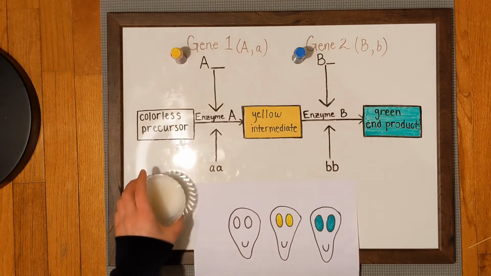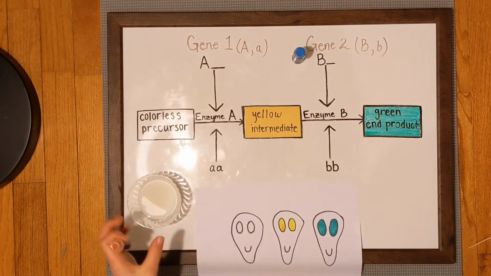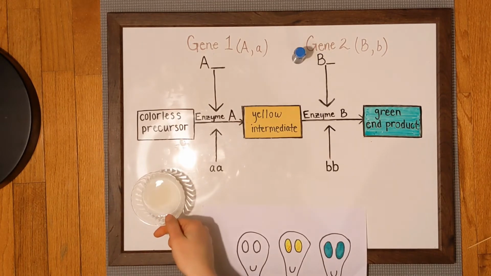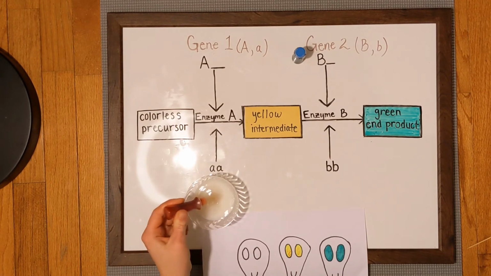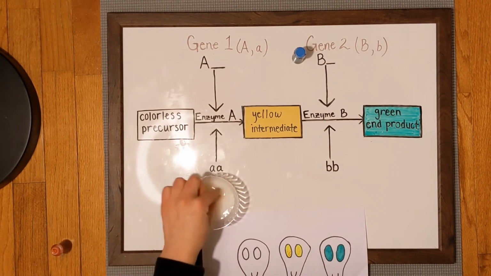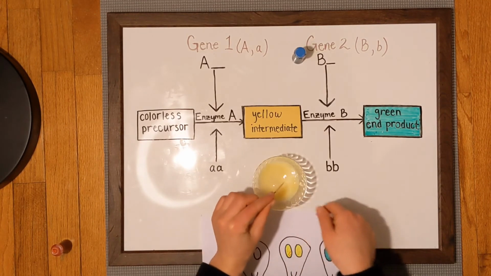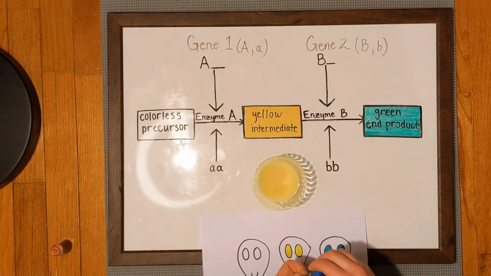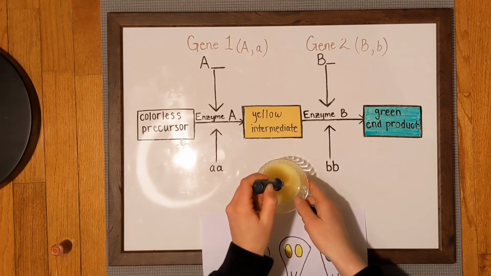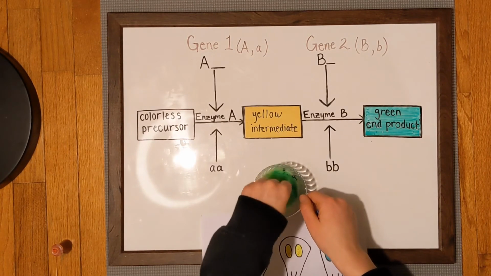This can be shown with a glass of milk and some food coloring. If we have enzyme A, we start with our colorless precursor, and we can move it down because we have a big A in our genotype. This leads to the color yellow being produced. Now, if we also have a big B, this enzyme reacts with the yellow intermediate to produce the green end product pigment.